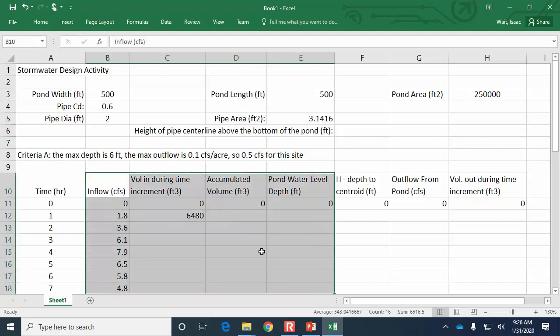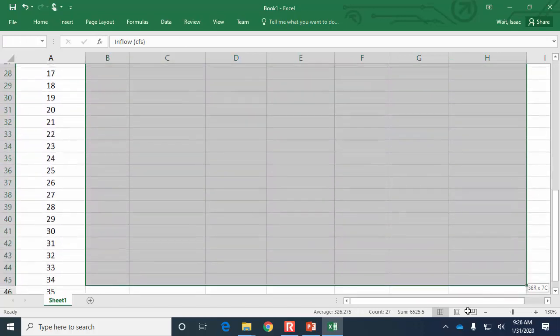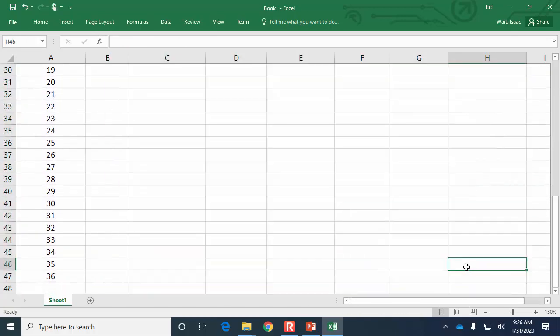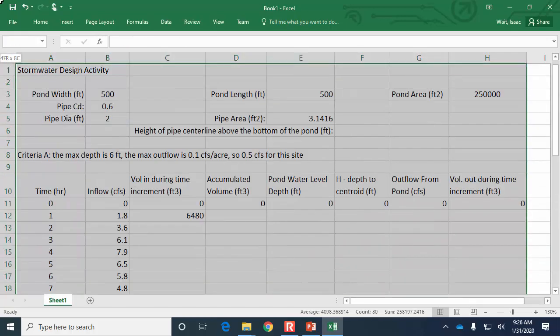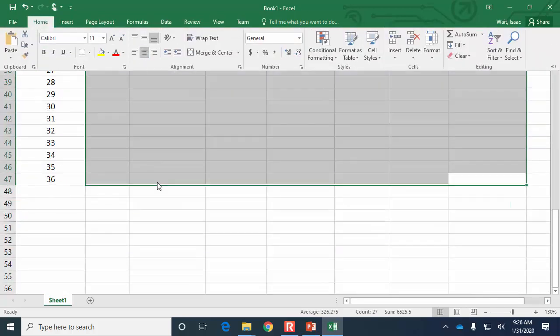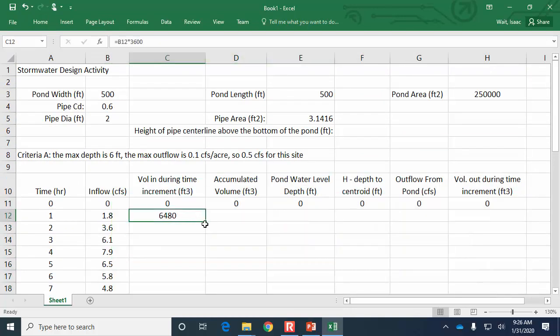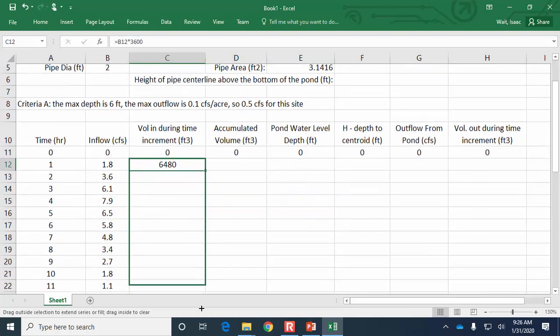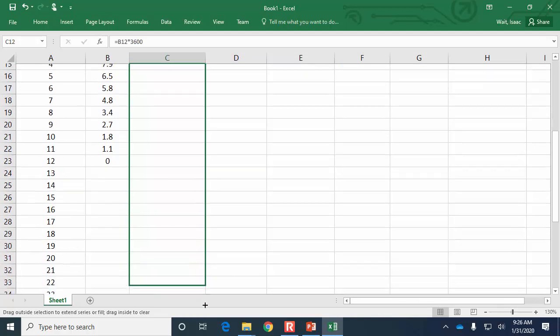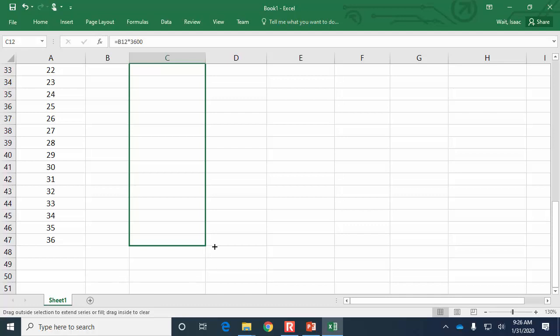I'm going to just center everything because I prefer the way it looks. Okay. So we can drag that formula down through each of the time increments, and that's how much is coming in during each 1 hour period.